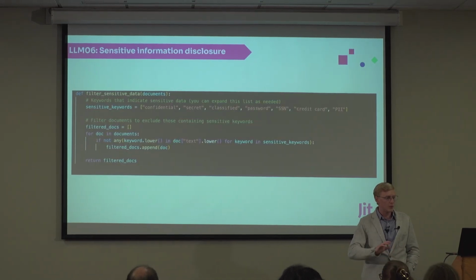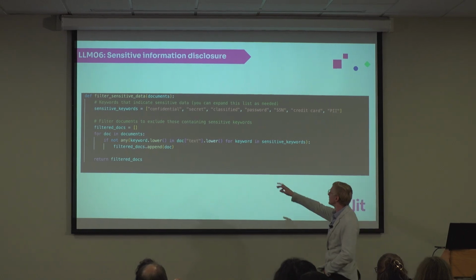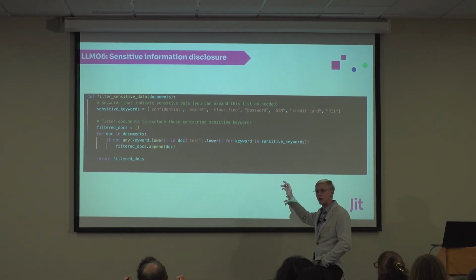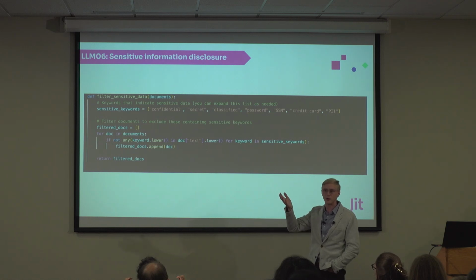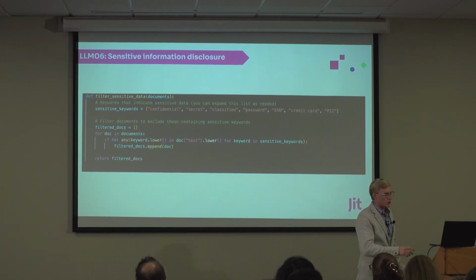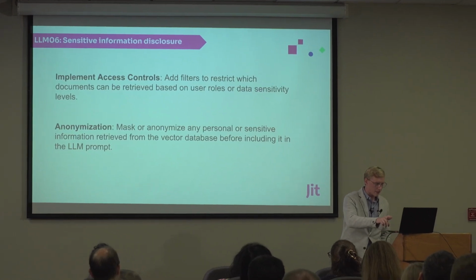Again, really simple code example. If I see any of these sensitive keywords, confidential, secret, if you're doing data classification, you see any of those in the documents, don't embed those into the vector store. Very simple filtering method. There's more complex ones as well, which we're happy to talk about if you want.